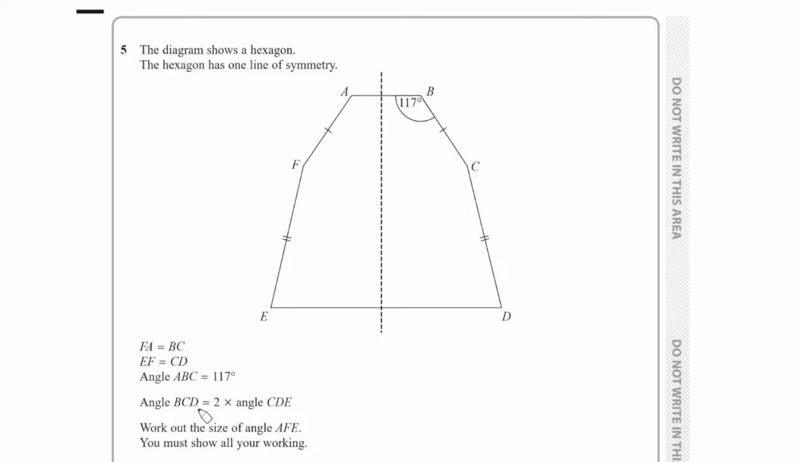The angle BCD, so this one, is equal to 2 lots of the angle CDE. So you can see that this is a smaller one, isn't it? So what you could do if you want is label that the smaller one X, that would make this one 2X.